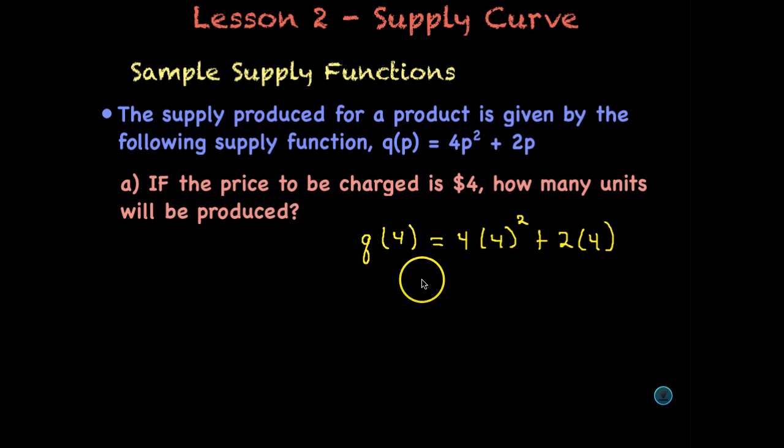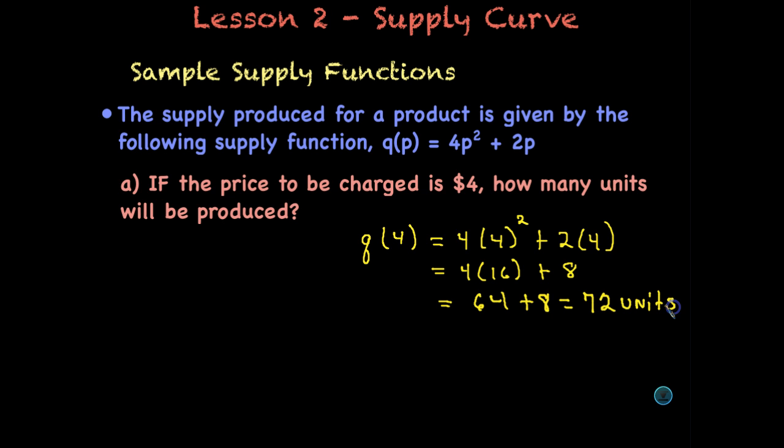In this case, to figure this out, all we would need to do is simplify this equation. So we would, of course, do our exponents first. Be careful of your order of operations. So that would be 16. We can multiply these to get 8. Now we can multiply these to get 64. And then we add 8. And we determine that we would produce 72 units. So what is that saying? At a price of $4, we'd be willing to supply 72 units.